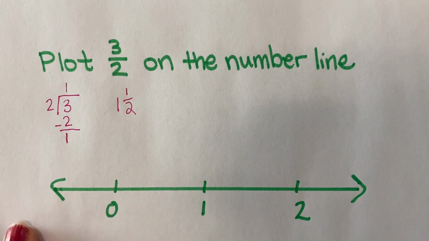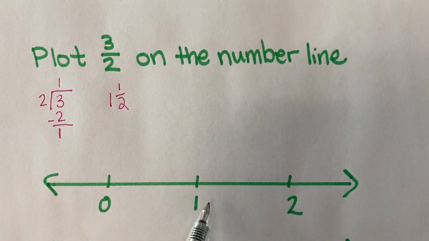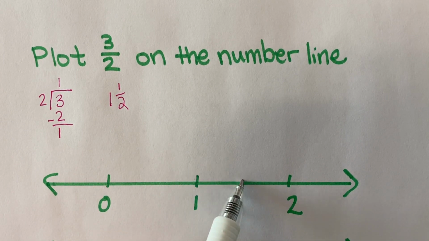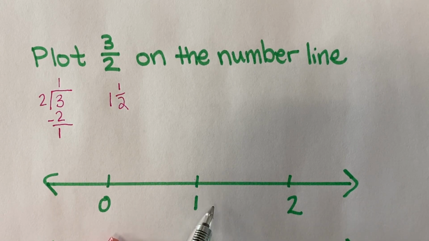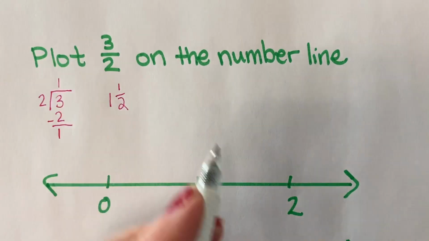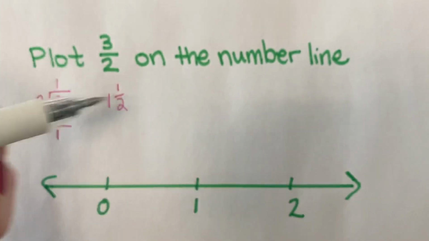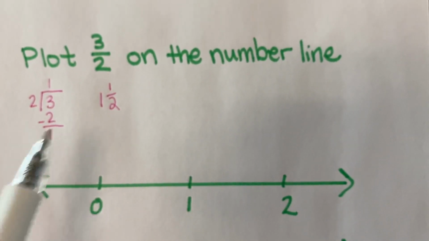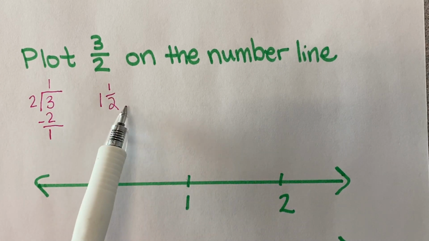So if we would take this number line, and we would want to plot 1 and 1/2, we know that that's going to be 1 and a little bit more. Not quite 2, somewhere between 1 and 2. Now, I know that you know it's going to be right here in the middle because half is going to be in the middle, but I want to do something so that when this isn't a 2, you can apply it to any mixed number.